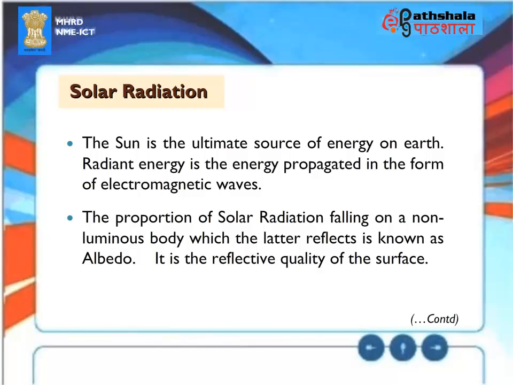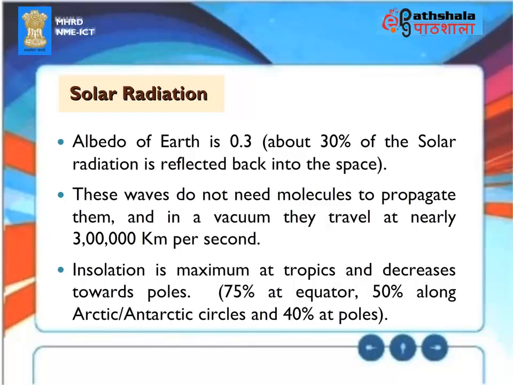Solar radiation. The sun is the ultimate source of energy on Earth. Radiant energy is the energy propagated in the form of electromagnetic waves. The proportion of solar radiation falling on a non-luminous body, which the latter reflects, is known as albedo. It is the reflective quality of the surface. Albedo of Earth is 0.3. About 30% of the solar radiation is reflected back into space. These waves do not need molecules to propagate them, and in a vacuum they travel at nearly 3 lakh kilometers per second.